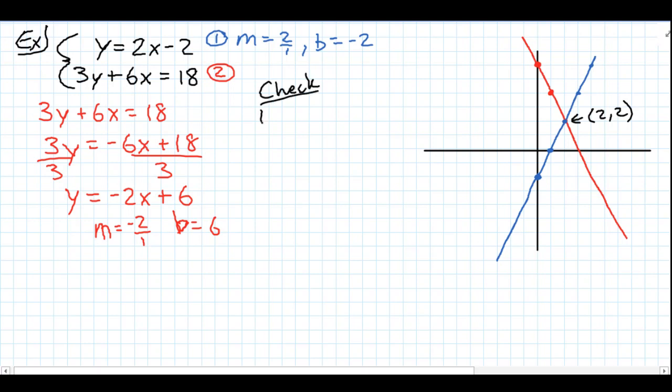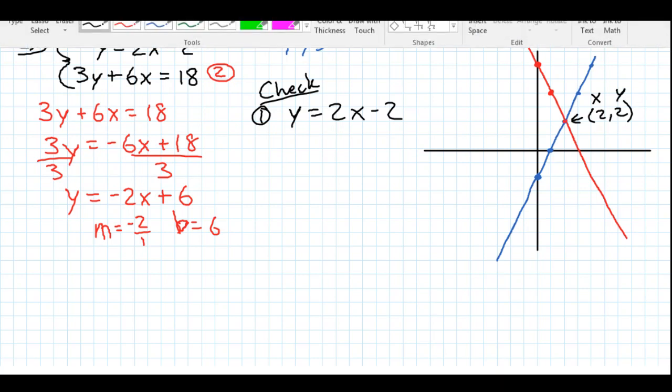So I'm going to go ahead with equation number 1. I'm going to plug in the values for y is equal to 2 times x minus 2, where our x value is 2 and our y value is 2. I just realized this is probably not the best example with a bunch of 2's, but I'm going to go for it anyways.